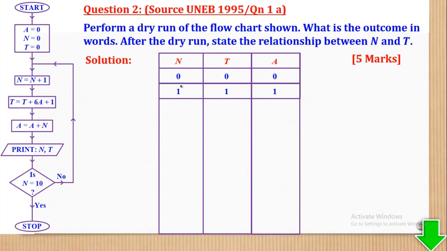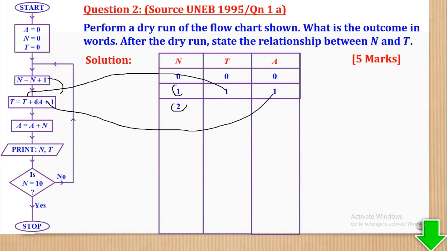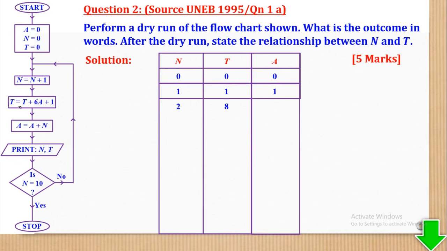So when I increment N, it was originally 1, so increment it by 1 to give you 2. Then from this I go to this, which is T plus 6A plus 1. Now T is 1. Then A is also 1. What does that mean? It means that 1 plus 6 times 1 plus 1. So 1 plus 6 plus 1 gives you 8. Then from this you go to this. A becomes A plus N. So A plus N is 1 plus 2, which gives you 3.